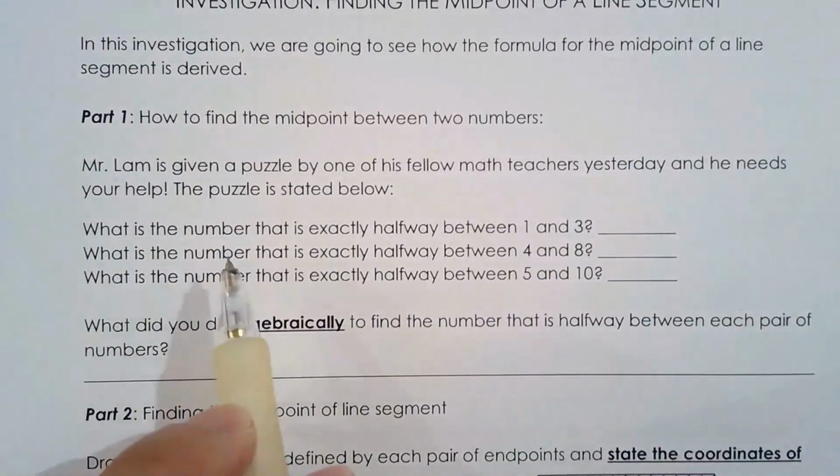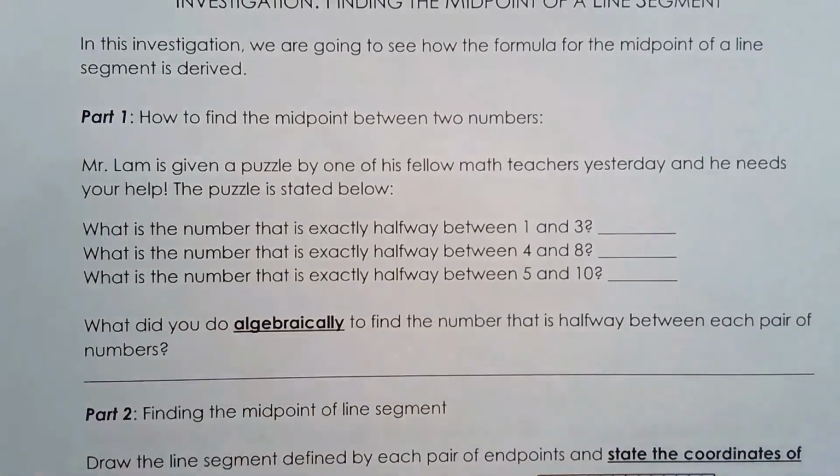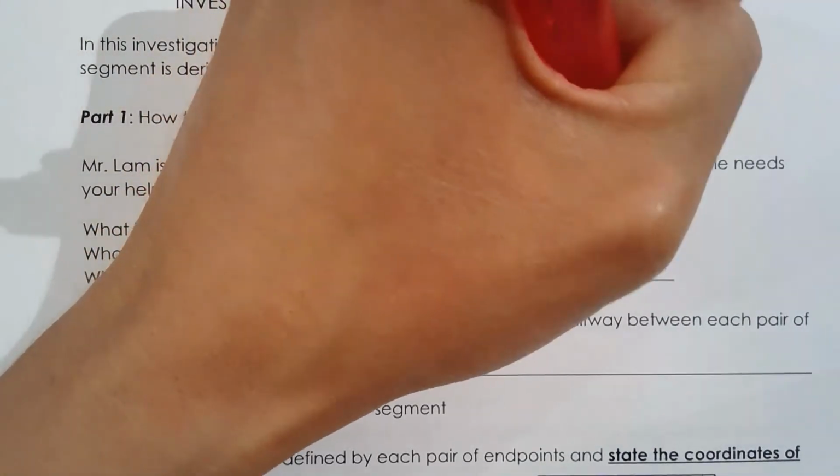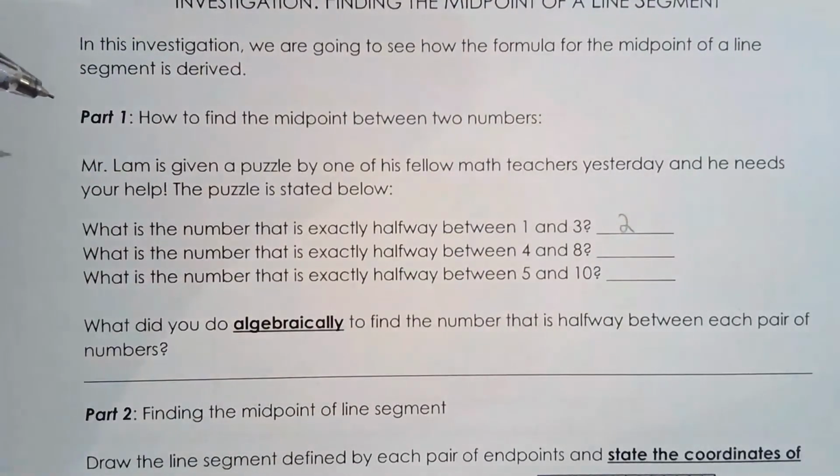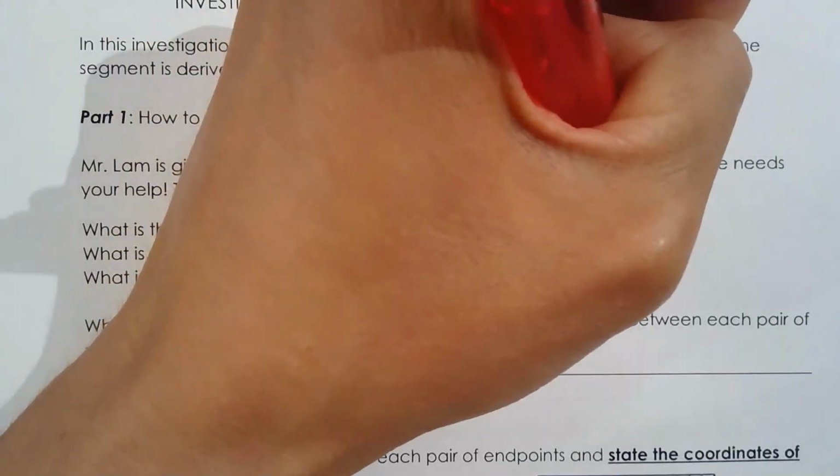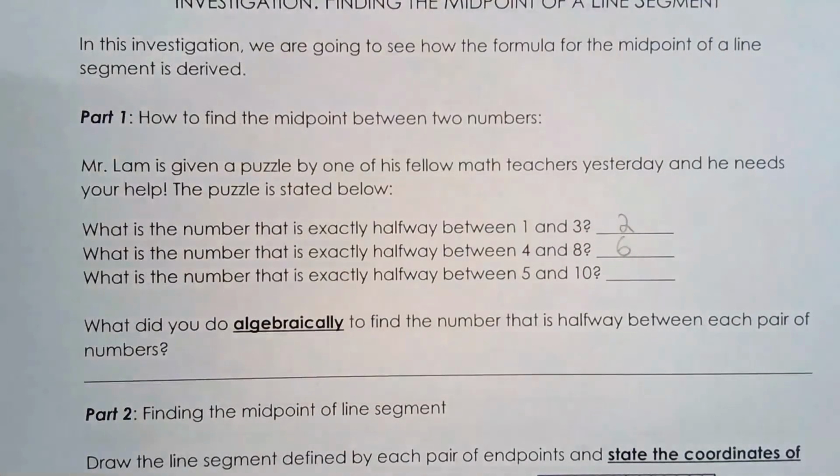So what number is exactly halfway between 1 and 3? Now that one is pretty straightforward. So hopefully you can just imagine the numbers 1 and 3 and you'll say 2 is halfway between 1 and 3. What is a number that is exactly halfway between 4 and 8? Hopefully give it some thought and you'll say 6.